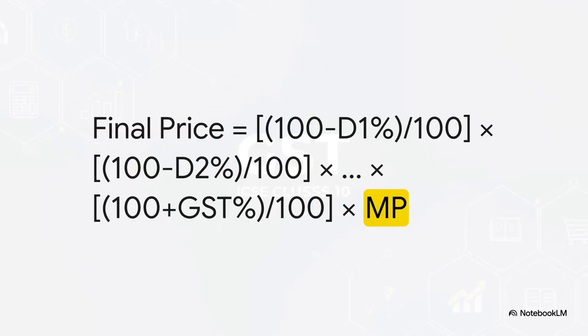So what if you're buying a new phone and you get multiple discounts? You know, like 10% off for being an old customer, and then another 20% off for paying with cash? Here's the key. You never, ever add the percentages together. Instead, you just chain the discount parts of the formula, one after the other, before you add the GST at the very end. Each discount gets applied to the new, already reduced price.